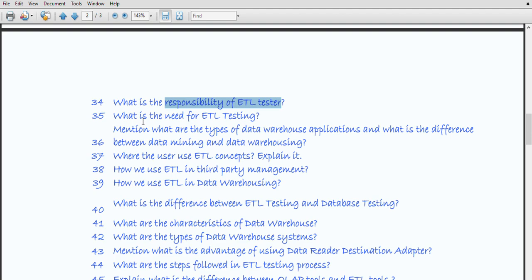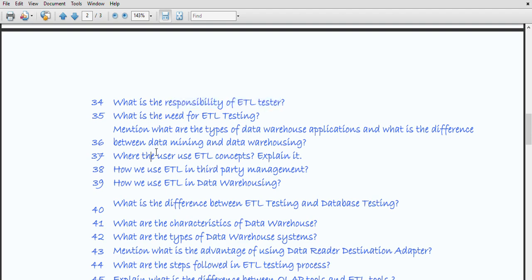So basically, ETL testing is used to keep track of the efficiency of the process. For example, we are migrating a lot of systems from old technology to new technology. At that time, migration activities like migrating data from an old database to a new database are involved. So there is a main need for ETL testing.